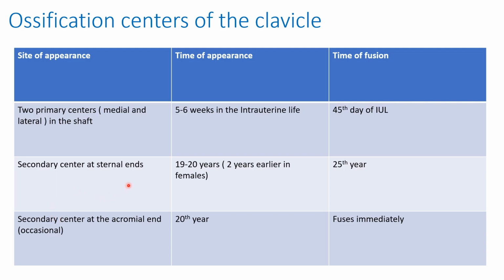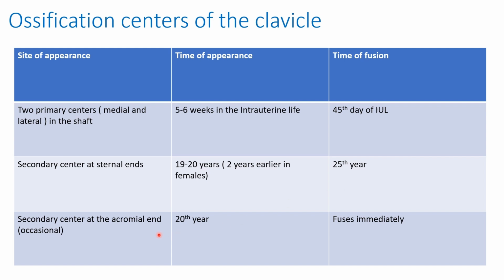Then the secondary center at the sternal end. The time of appearance is between 19 to 20 years old. However, in females, it occurs earlier by 2 years. So in females, the time of appearance will be between 17 and 18 years. Then the time of fusion will be the 25th year.